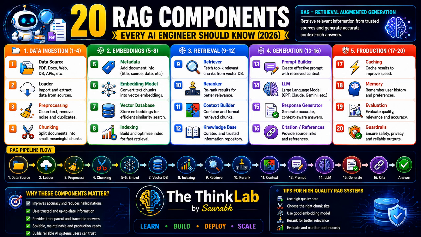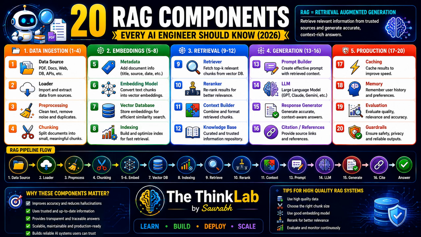So now we are moving to the generation stage. Now the large language model starts generating the answer, right? The point number 13 is the prompt builder. The prompt builder creates the final prompt. It combines the user question and also the retrieved context.